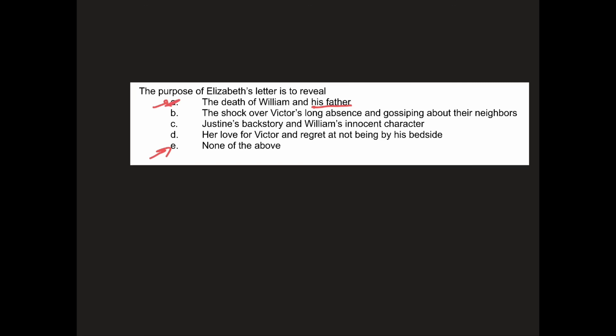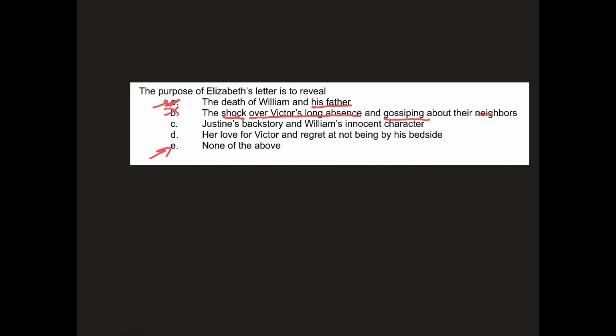Choice B: the shock over Victor's long absence and gossiping about the neighbors. So even if I wasn't close reading, this first part makes sense, that Victor's been gone for 4, 5, 6 years. So his long absence has been a shock to the family. Okay, but she certainly doesn't write about the gossiping of the neighbors, what the neighbors are saying about it. That doesn't sound anything like anything that's happened in the book. It's not even within Elizabeth's character to do that. So I'm going to eliminate B as well.